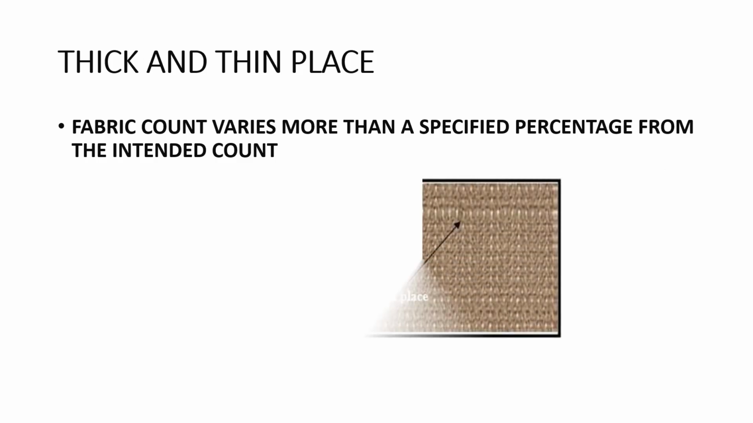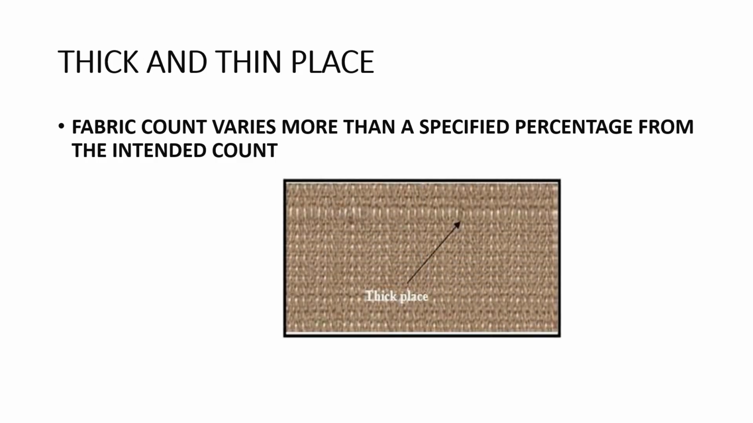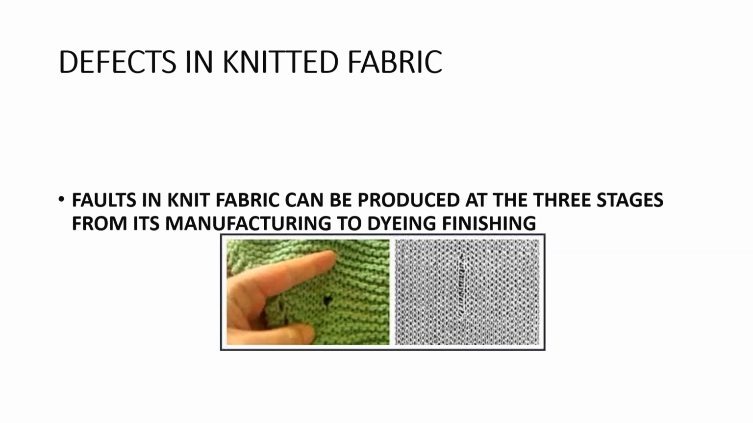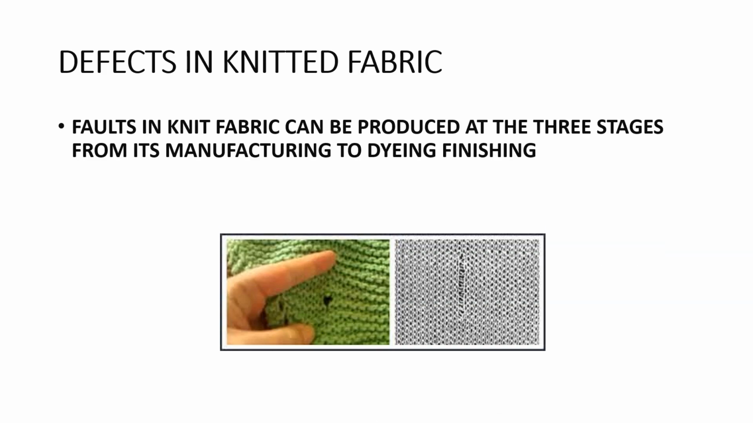It is due to the count or the fineness of the yarn, and the appearance of the thick place is like this. Now here we have seen so far the defects in the woven fabric. Let us see some examples of the knitted fabric. One of such examples is before you, where this kind of defect can be produced from the manufacturing up to the finishing stage.